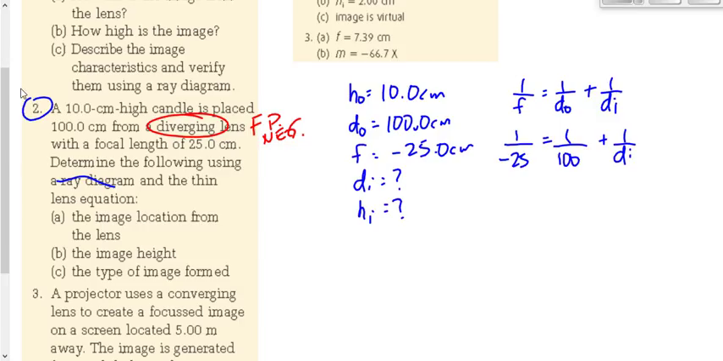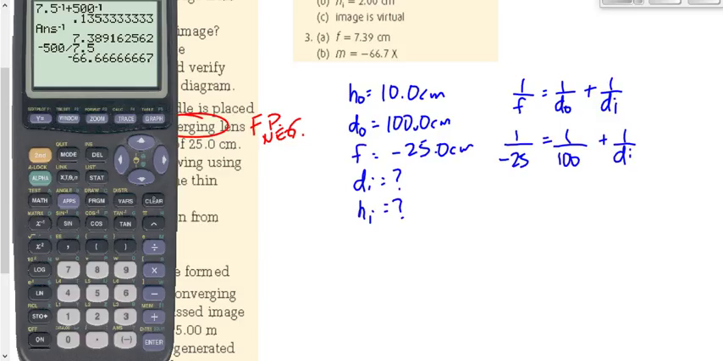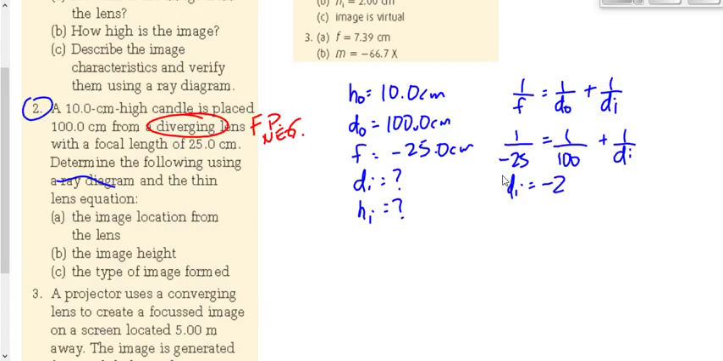And some of you might remember the trick that I taught you on Friday. Negative 25, we got to take the inverse of that. So it's 1 over negative 25. And then we take the 1 over 100 over by subtracting. So it becomes minus 100, x to the minus 1, press equals. Now that's not DI, that's 1 over DI. If you want to find DI, you got to flip that over again. We end up getting negative 20. So there's my image distance, the answer to question A.